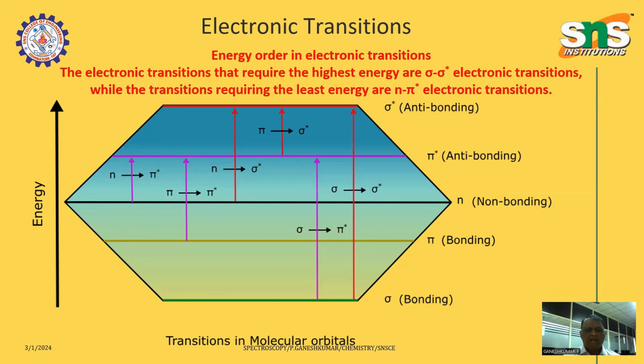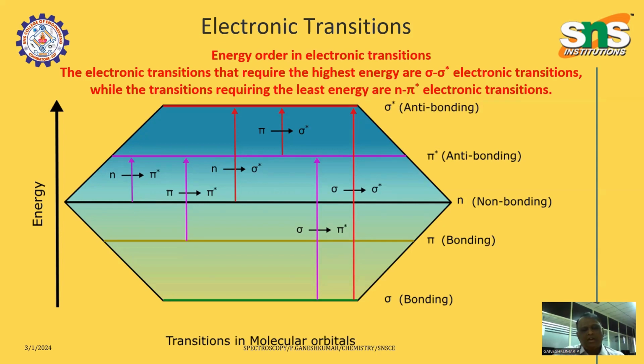See the lowest line, the green line at the bottom of the slide, sigma bonding. An electron can jump from the sigma bonding level to the sigma star anti-bonding level, which represents a very high energy level. This level is very, very high. So the electron jumps from here to here. So sigma to sigma star is the highest energy one, and the least energy is n to pi star. The n and pi star levels are next to each other, so the energy required for them is very less.